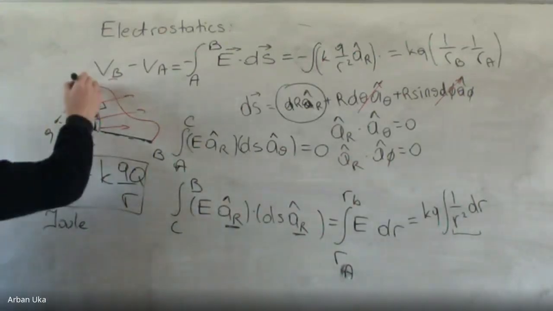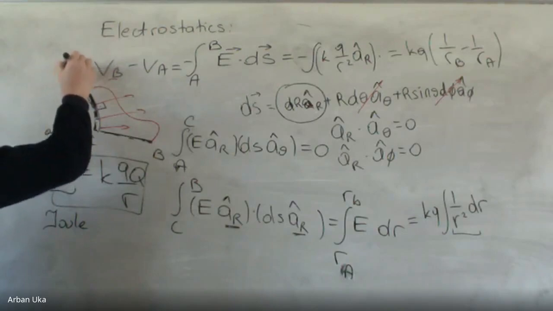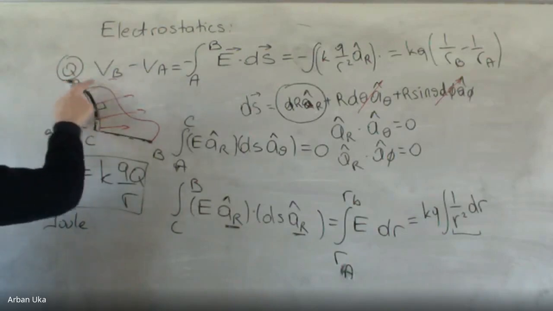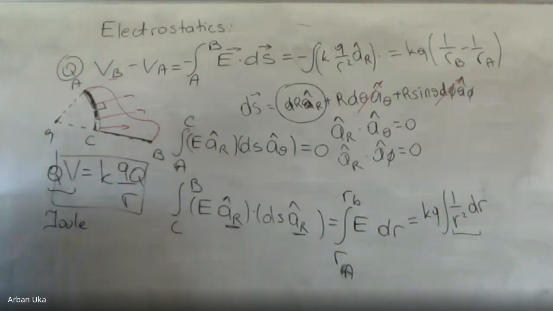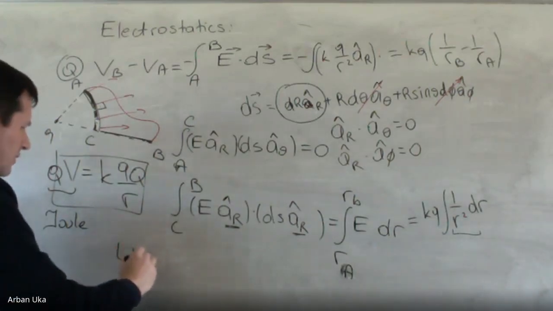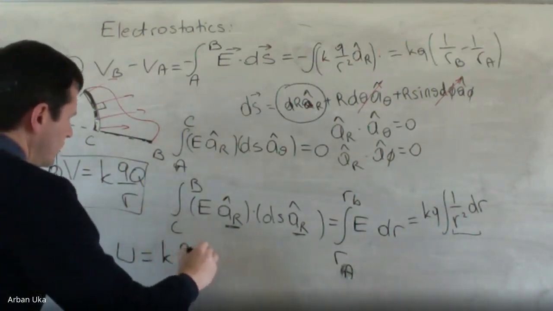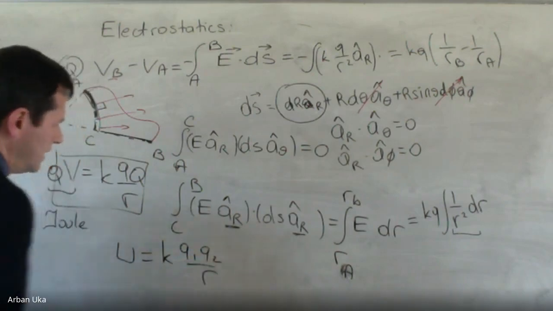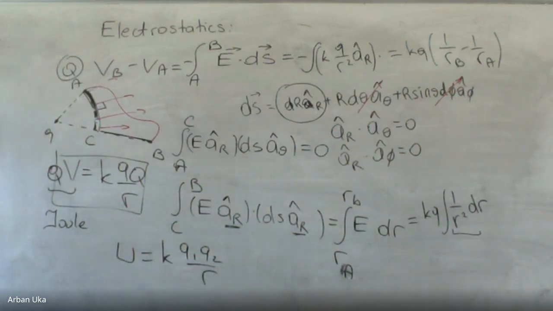So the charge Q will be this one, and we carry this one over this path. Then that will be equal to the work done to carry a charge from point A to point B. So we can have that U is equal to K Q1 Q2 over R. This is the energy.